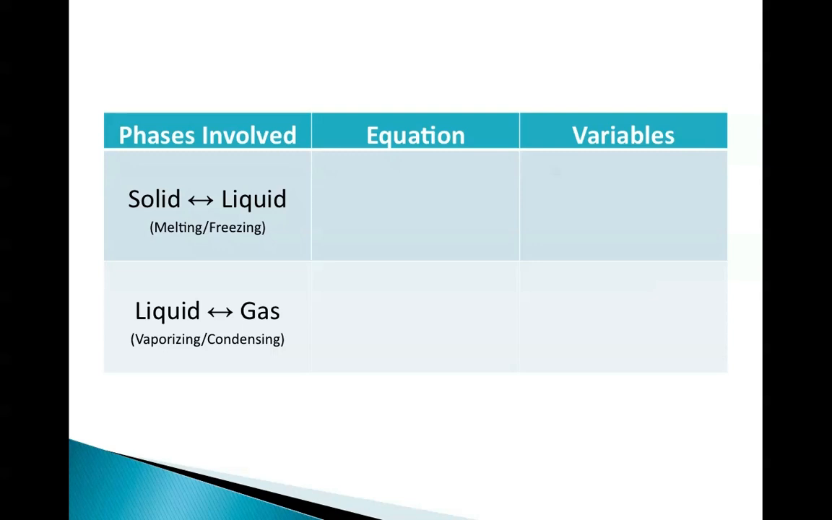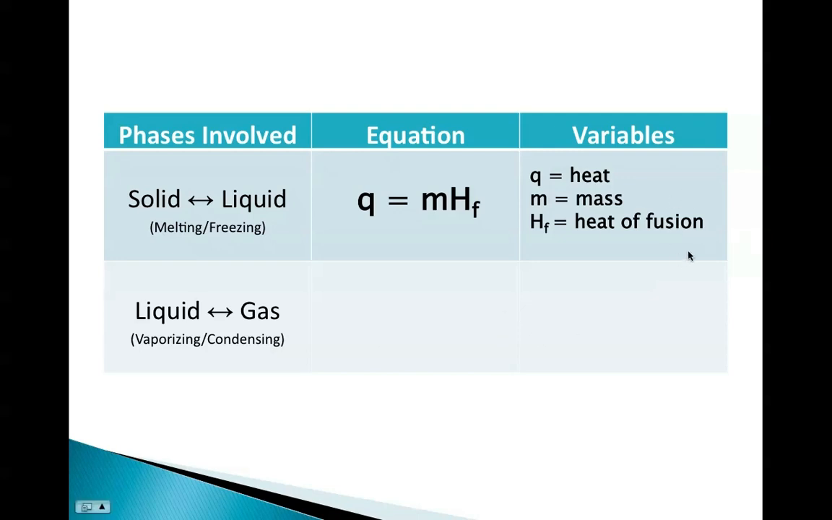The first one is always going to be used whenever you have a phase change involving solids and liquids, whether you're melting or freezing. We use Q equals mHf. Q is heat and m is mass, which you're already familiar with. Our new part of this equation is Hf, heat of fusion. And again, even though this is referred to as fusion, which is usually when we're melting, we can also apply it when we're freezing because we're going to be losing that energy instead of gaining it.